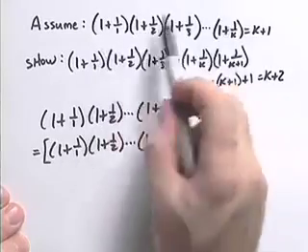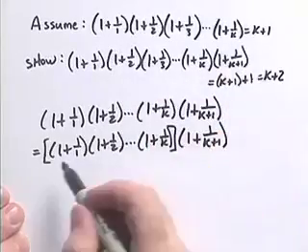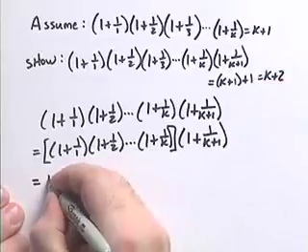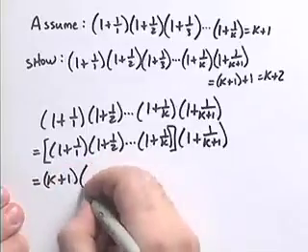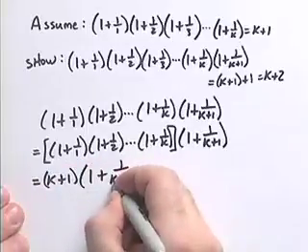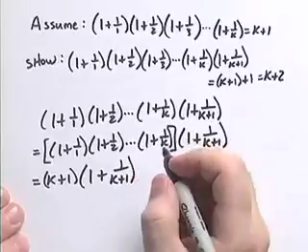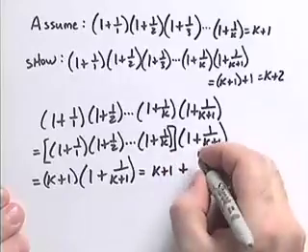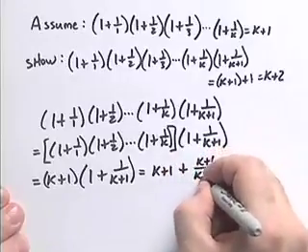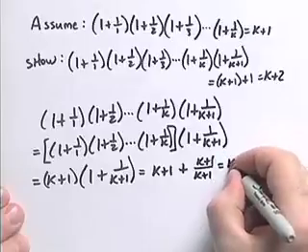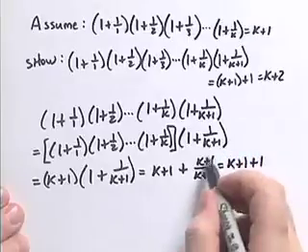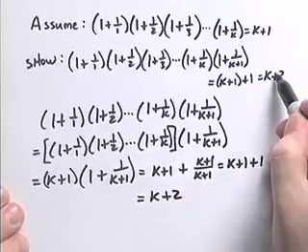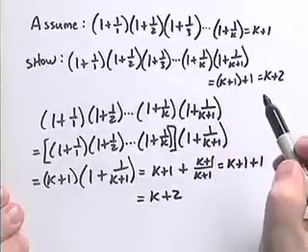Now, since we've assumed that this equation up here is true, everything in brackets here we can replace with k + 1. So this will equal (k + 1) times (1 + 1/(k+1)). This will give us k + 1 plus (k + 1)/(k + 1). So we get k + 1 plus 1, which is equal to k + 2. And that's what we were trying to show, that this expression was equal to k + 2.